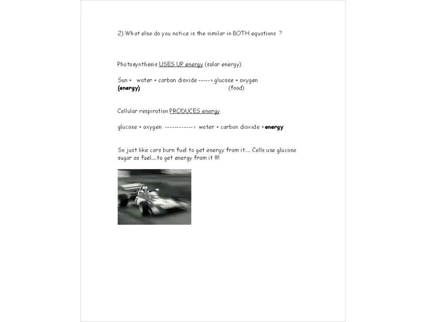But what else do you notice is similar in both equations? Well, we know that photosynthesis uses up energy, the sun's energy, or solar energy, but cellular respiration produces energy. So cellular respiration does the same thing that a car does. A car uses gasoline to produce energy, and that's the fuel for a car. But what a cell does is it uses glucose or sugar as a fuel, and it burns it to get energy from it. So again, the purpose of cellular respiration is to produce energy from sugar.